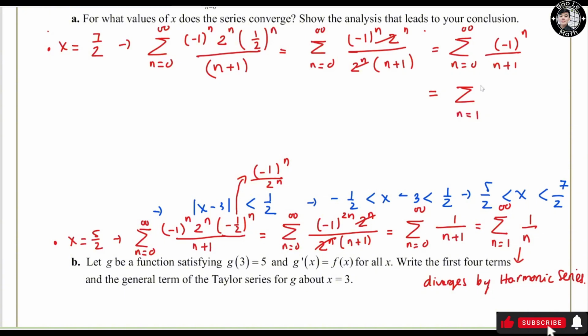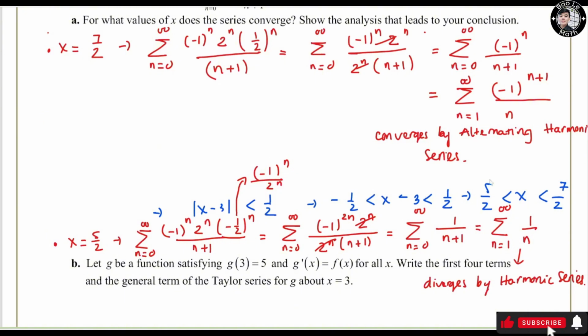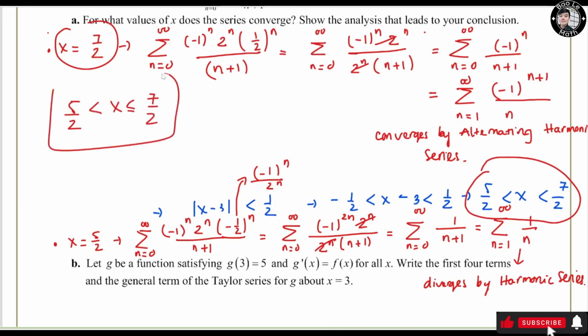So I can rewrite this series with n starting from 1 to infinity. This one started from 0, now this one starts from 1. So this becomes negative 1 raised to the n plus 1, and this becomes n. And this converges by the alternating harmonic series. So the final answer should be this one right here, but you need to include the endpoint right here. So it would be 5 over 2 less than s less than or equal to 7 over 2.